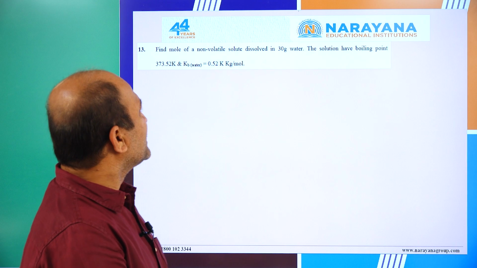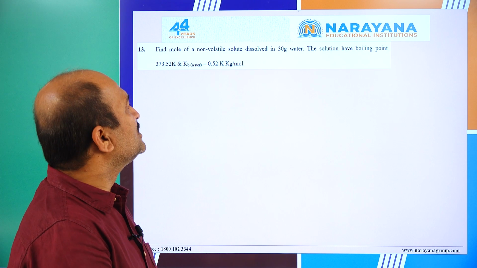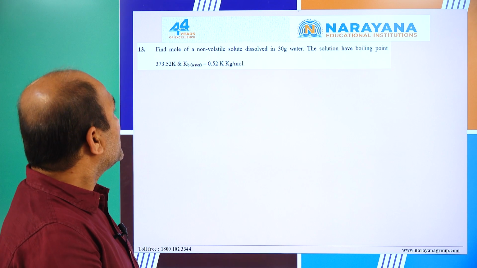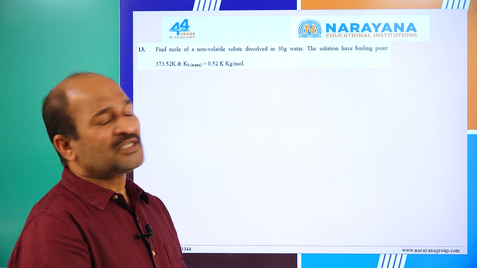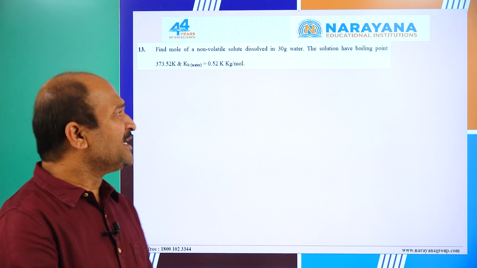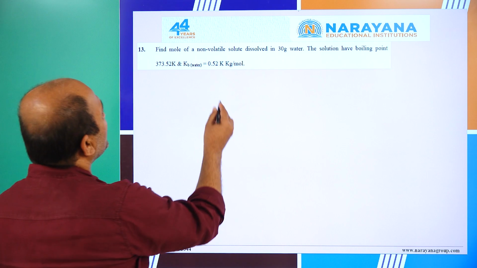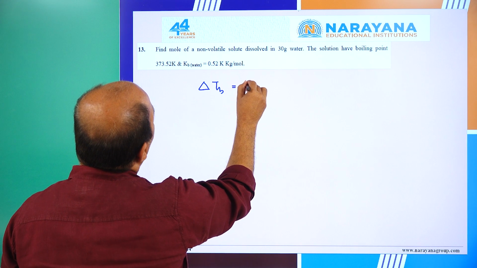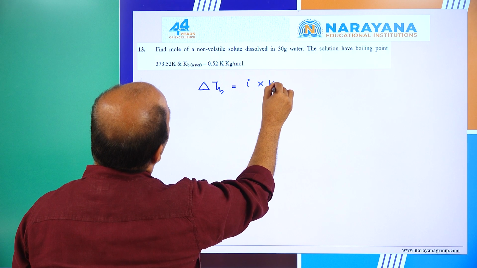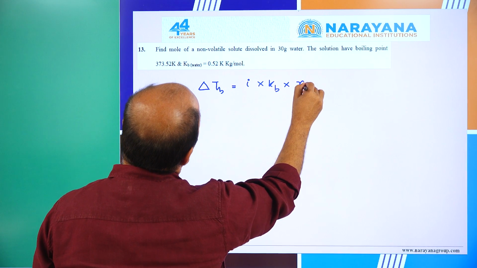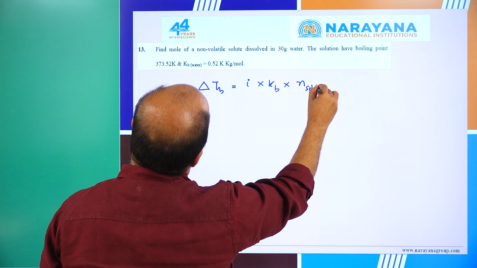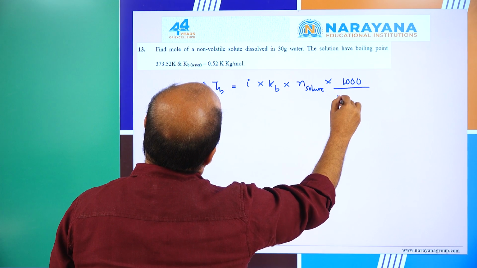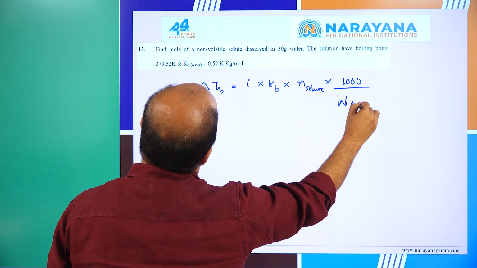Find the moles of a non-volatile solute dissolved in 30 gram of water. The solution has a boiling point of 373.52 Kelvin and Kb value is given. This is a question taken from the liquid solutions of second year physical chemistry. So how can you calculate? Delta Tb is equal to i into Kb into number of moles of solute into 1000 by weight of solvent in grams, right?